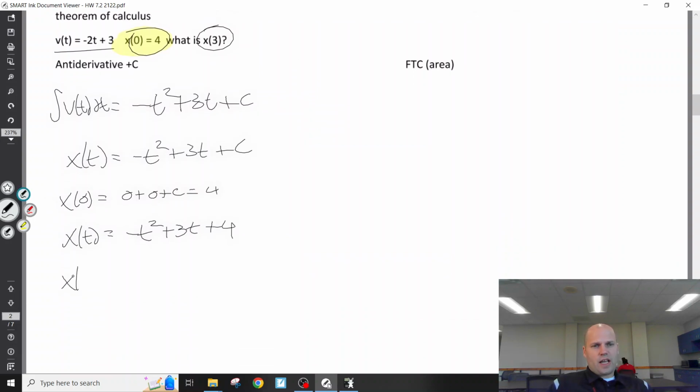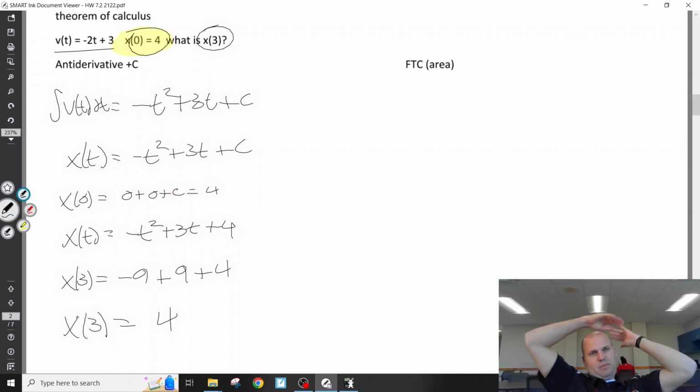What is our position at time 3? 3 squared, make it negative. 3 times 3, boom, 4. That's a lame problem, okay? But it's fun.